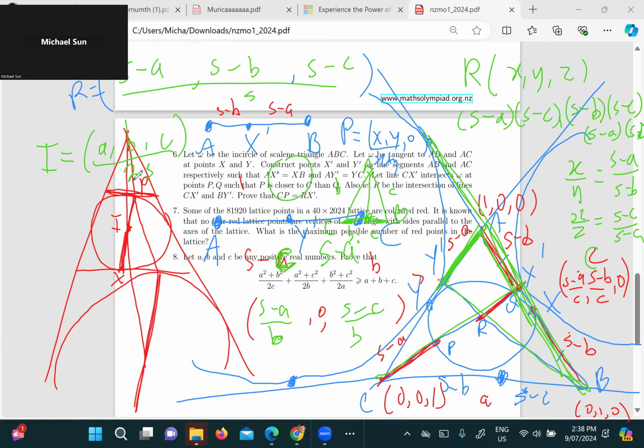Now we just need to find the reflection. Yeah. And we can check that the reflection lies on the equation. You know what I mean?